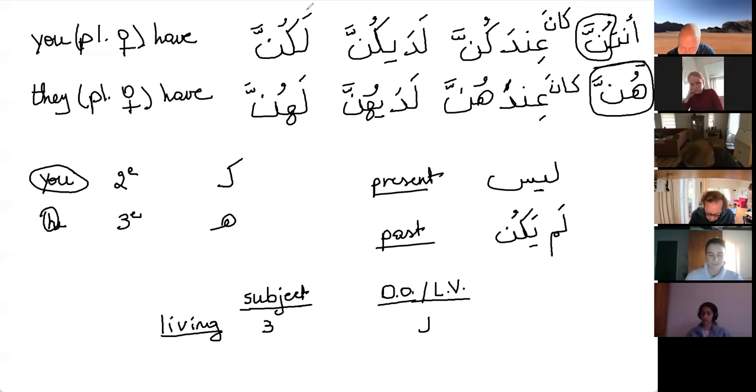Now, he had a car. In this one, the direct object is non-living. So I used عنده. But it's past tense, so that's why I used كان عنده. كان عنده سيارة.